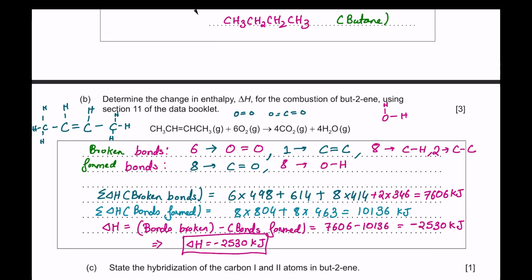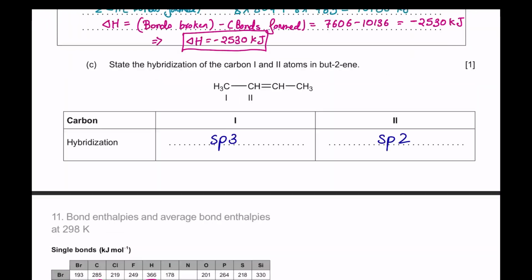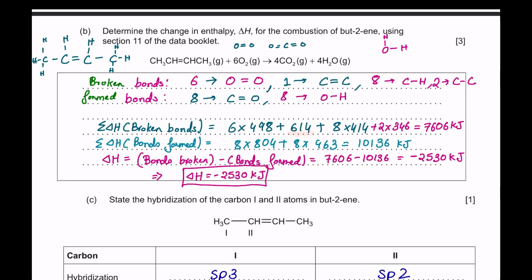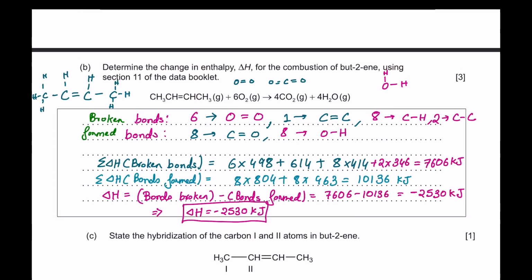So we first have O=O, we have 6 O=O. Okay, so O=O is 498. So 498 times 6. 1 C=C. C=C is 614. So plus 614. Then we have 8 of C-H and 2 of C-C. So here is C-C, 2 of C-C, and we have C-H, right? And this C-H is 414. So 8 of 414 and 2 of 346. If you add this, you get 7606 kilojoules.